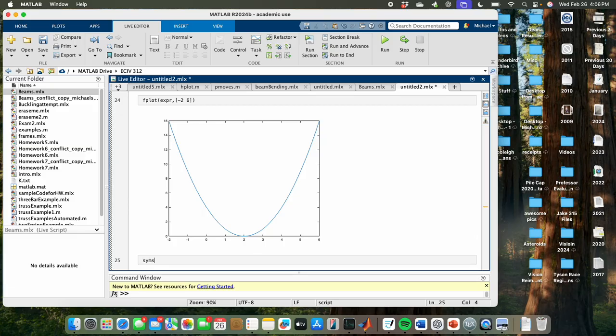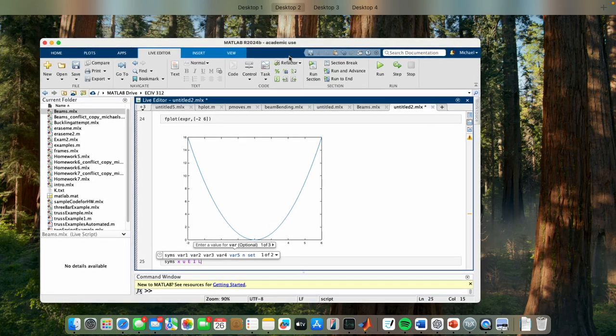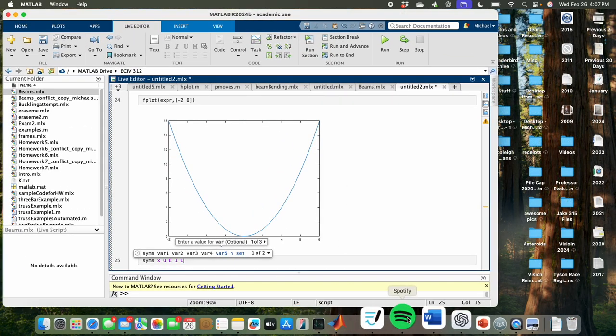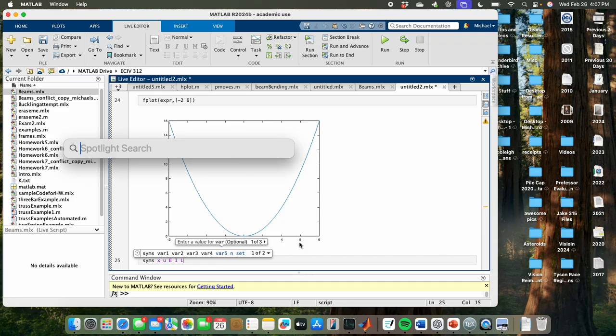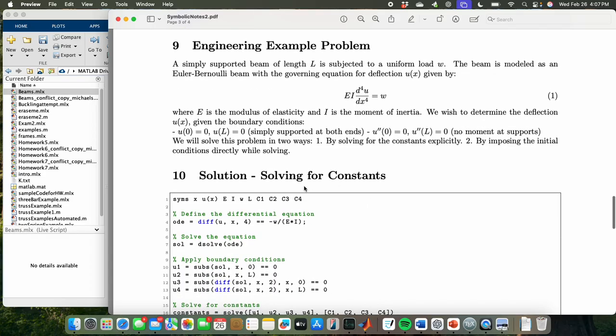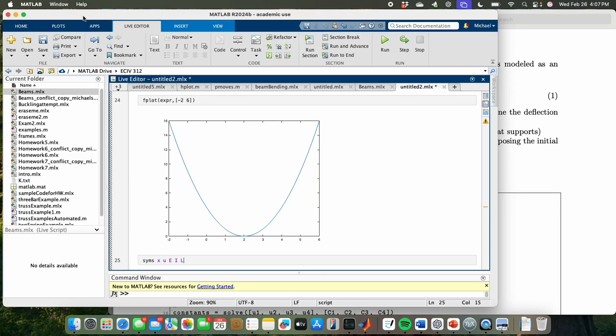First thing you've got to do is define your symbols. X, U, E, I, L. Where's my equation here? I just want to make sure I got it. We don't need the constants. Oh, W is the other one. W.